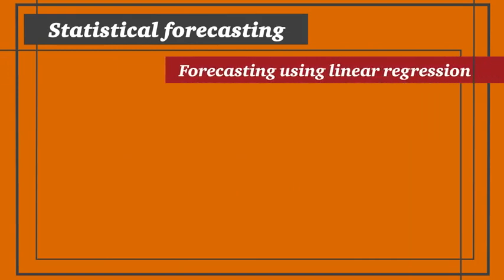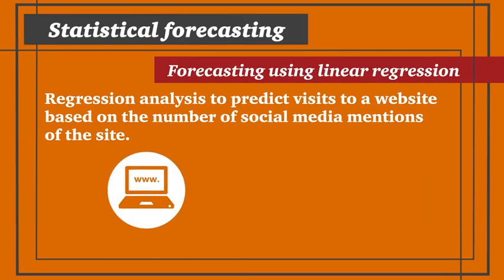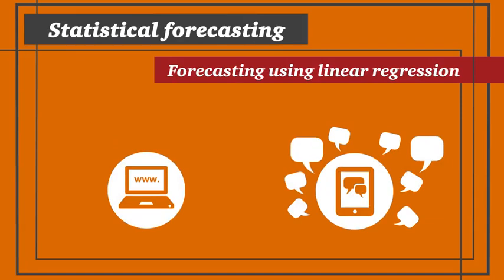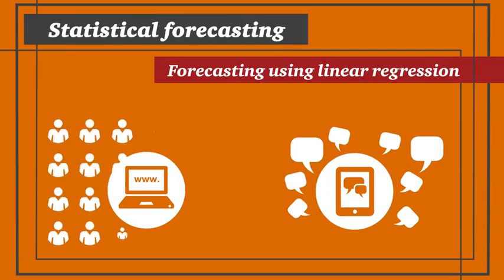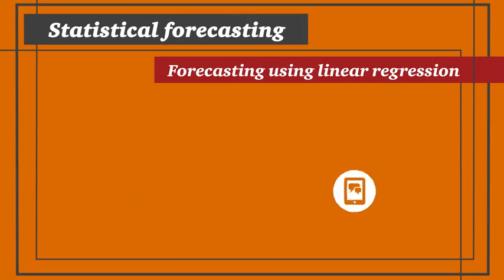Let's discuss our specific example. It will be simple and explore the use of regression analysis to predict visits to a website based on the number of social media mentions of the site. Our thesis here is that it's reasonable to think that as mentions of a website on social media increase, the number of people who visit the site will also increase and result in increased web traffic or page hits to the site. Starting with a thesis like this is fundamental to regression analysis.